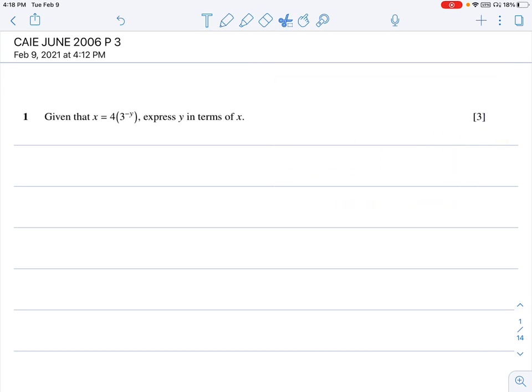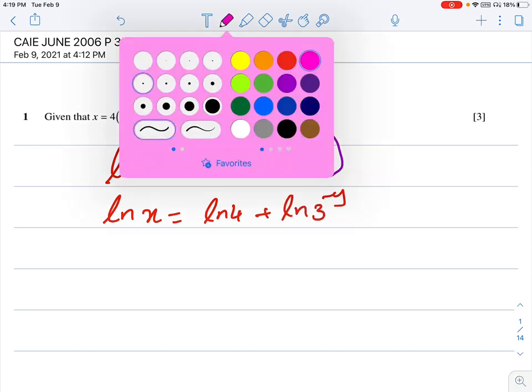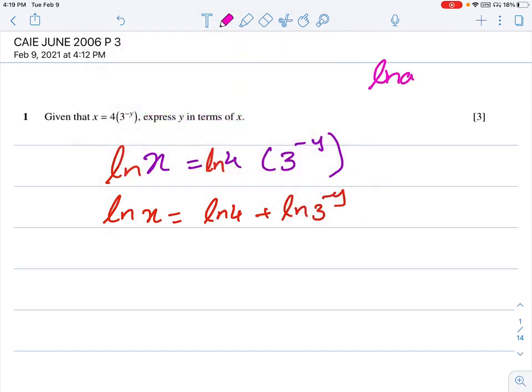The first question: x is equal to 4 times 3 to the power of minus y. Express y in terms of x. So I write that one: x equals 4 times 3 power minus y. So what am I going to do? I'm going to apply ln on both sides. So ln x equals ln 4 plus ln 3 power minus y. The formula that has been used over here is ln ab equals ln a plus ln b.